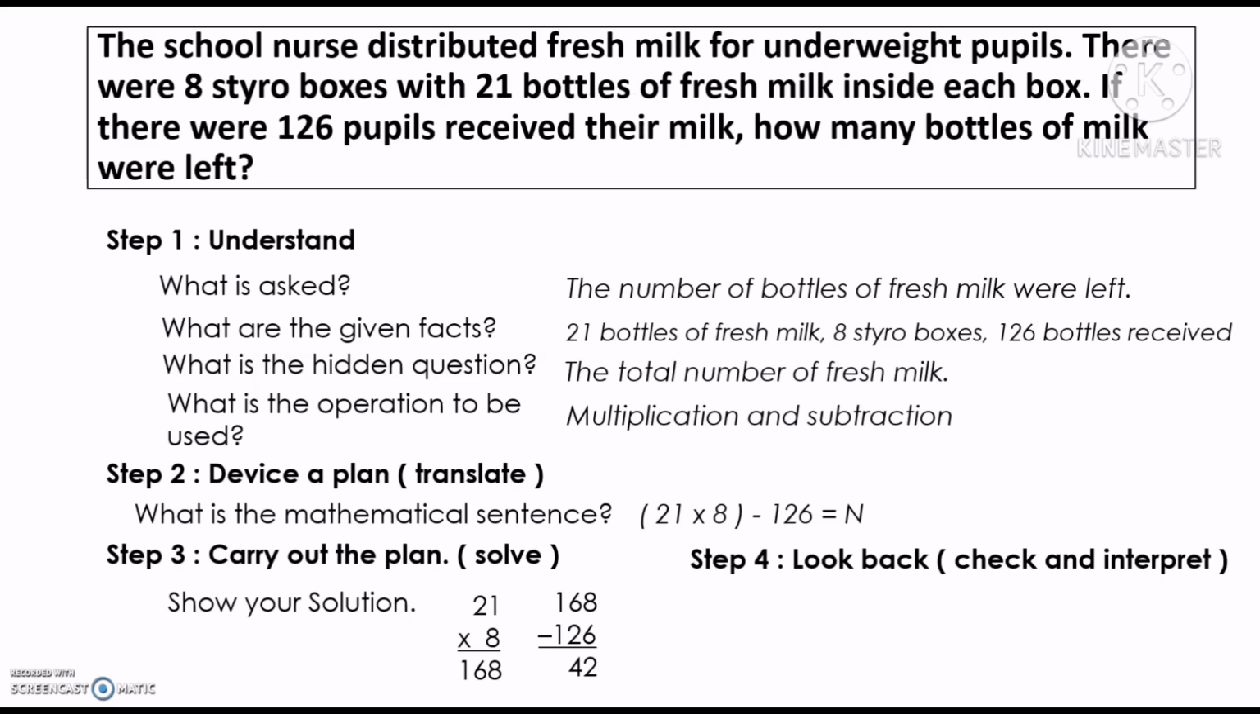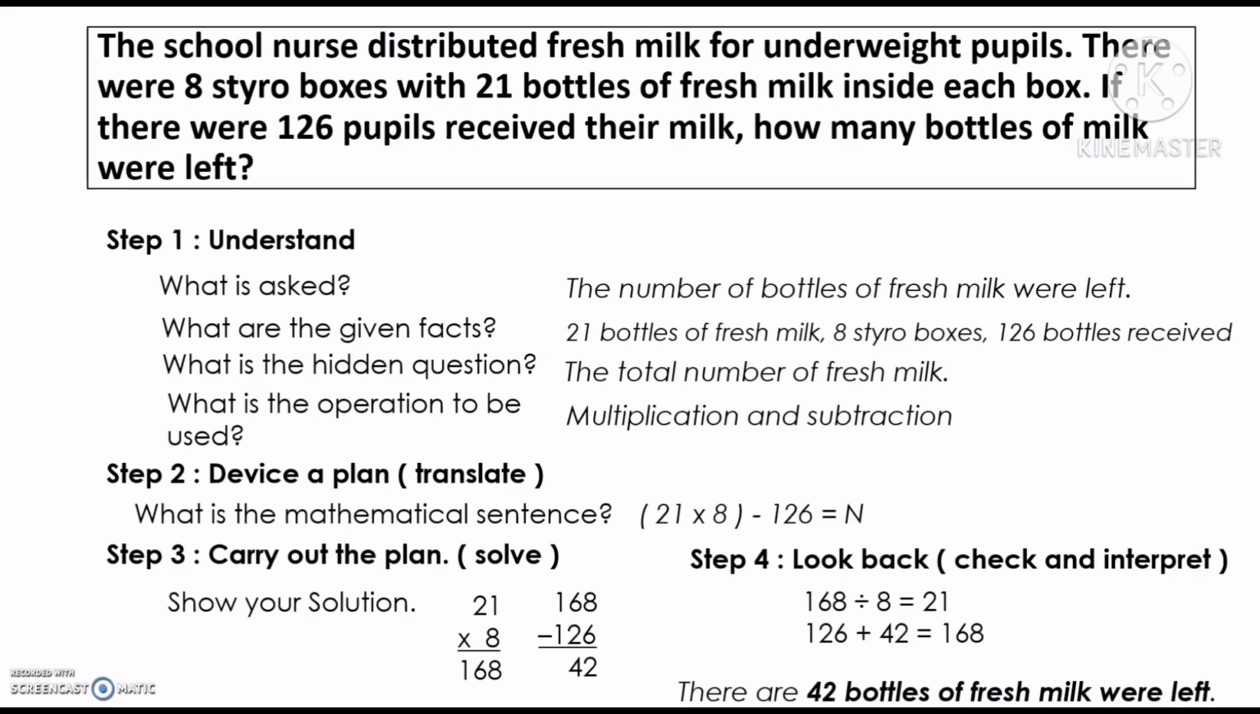You have 168 divided by 8 is equal to 21. It's correct. Next, 126 plus 42 is equal to 168. Therefore, our answer is correct. From what is asked, our answer now is there are 42 bottles of fresh milk left. So we know already how to analyze this word problem.